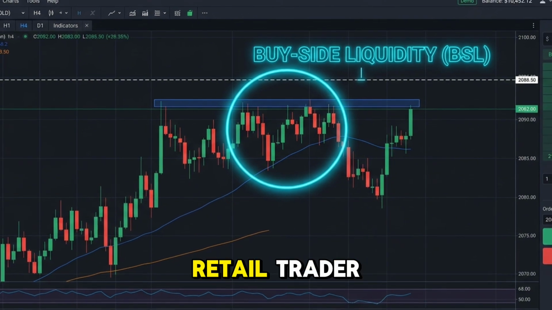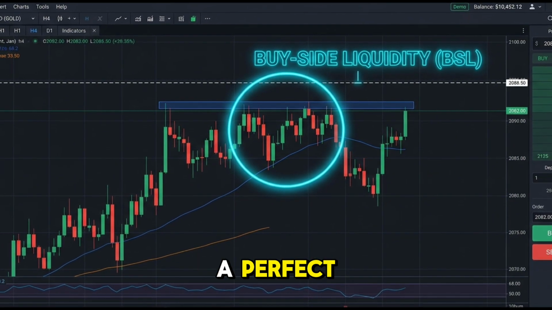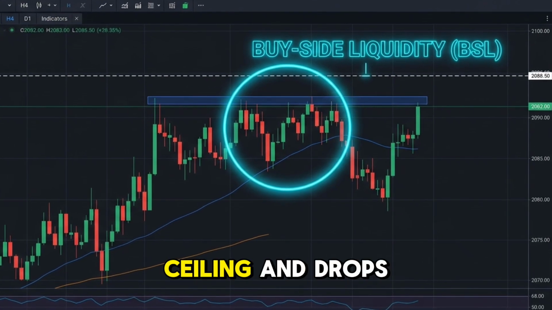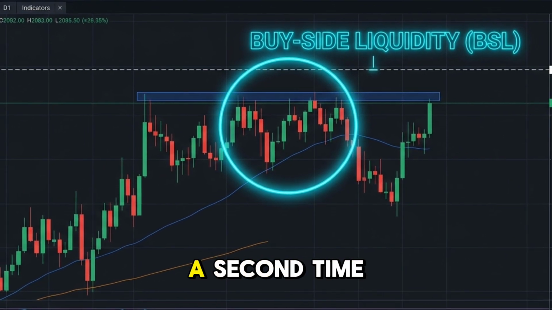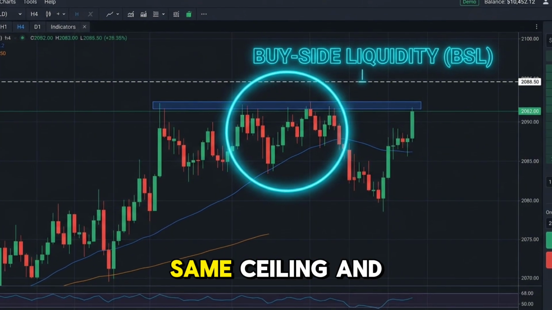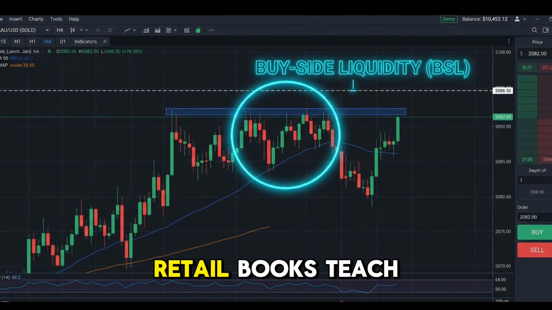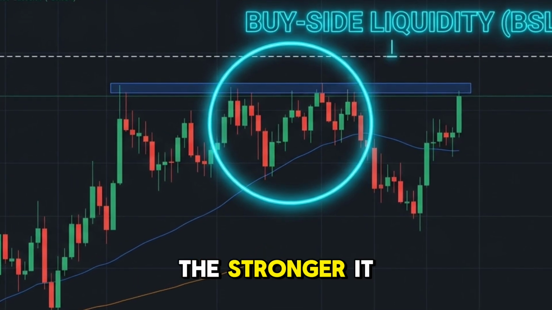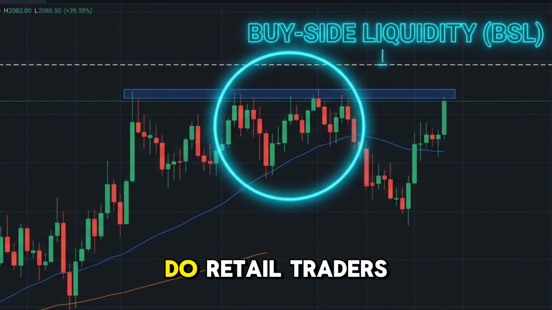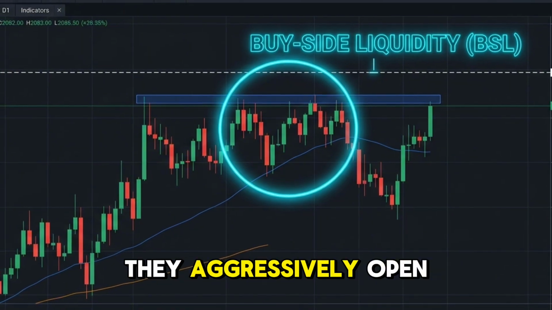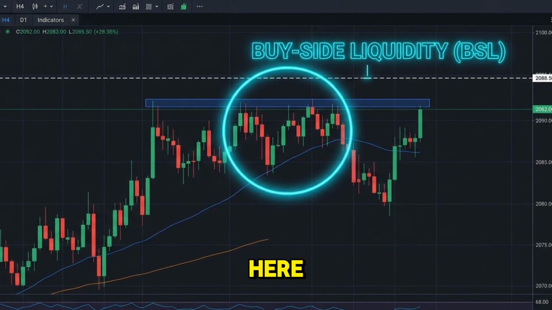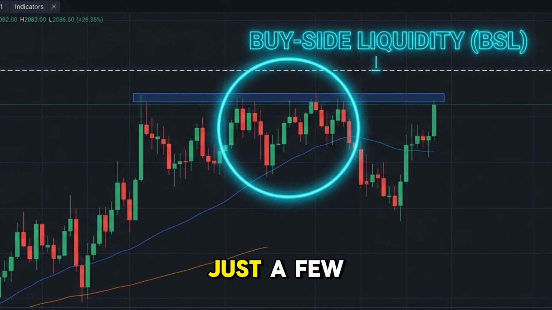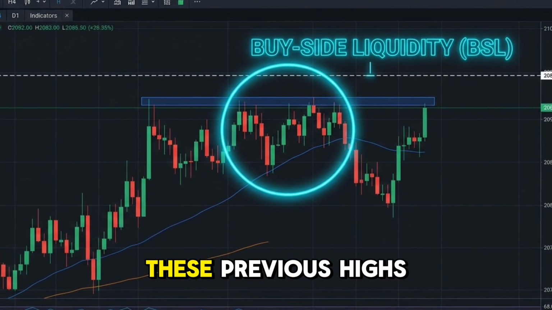To an untrained retail trader, this looks like a perfect textbook-style resistance zone. The price comes up, hits a ceiling, and drops. It comes up a second time, hits the exact same ceiling, and drops again. Retail books teach you that the more times a resistance level is tested, the stronger it becomes. So what do retail traders do? They aggressively open short positions right here, and they place their buy-stop orders, which act as their stop losses, just a few pips right above these previous highs.